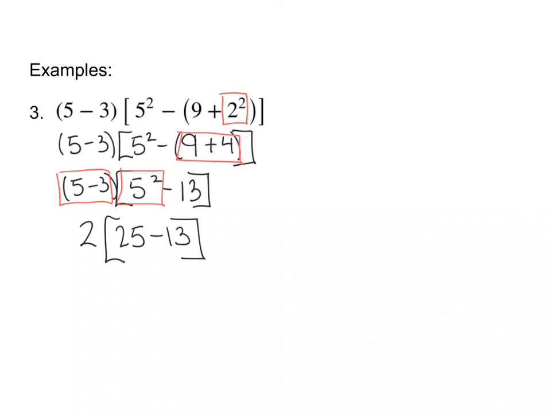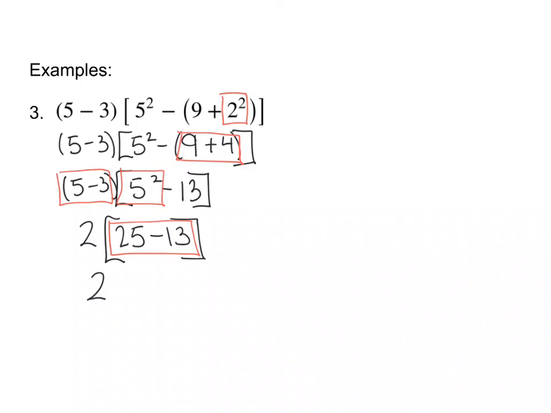Now, if you don't like the brackets, you can switch them to parentheses. Typically, we use the brackets like we did up here because there were parentheses on the inside, but not everybody does. You could still put parentheses here and that'd be okay. Next, still working on finishing up these grouping symbols, so I'm going to do 25 minus 13. Now, that's the end of these grouping symbols, so we don't need them anymore.